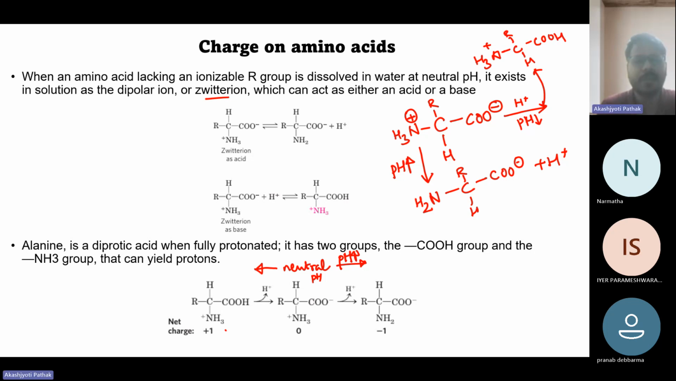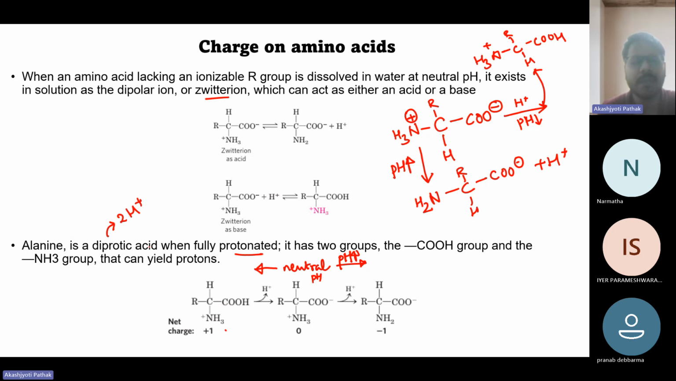So why is alanine a diprotic acid when fully protonated? What does this line mean? Alanine is diprotic. What does diprotic mean? Diprotic means that it can liberate two protons. This is the state when alanine is fully protonated, because this nitrogen, because of its lone pair, has accepted a proton and become NH3 plus, and this COO minus has also accepted a proton and become COOH. So in the fully protonated state, it can liberate two protons.